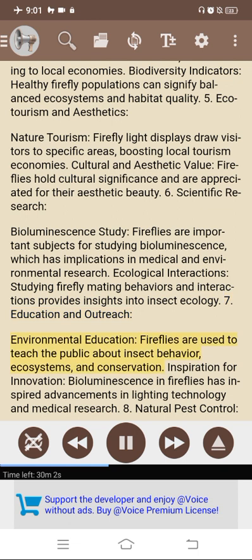7. Education and outreach. Environmental education. Fireflies are used to teach the public about insect behavior, ecosystems, and conservation. Inspiration for innovation. Bioluminescence in fireflies has inspired advancements in lighting technology and medical research.